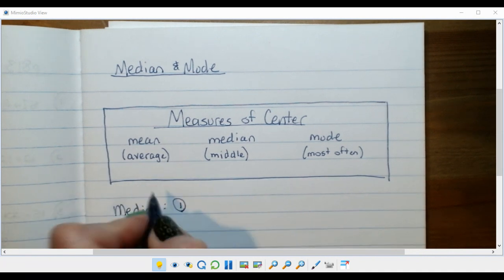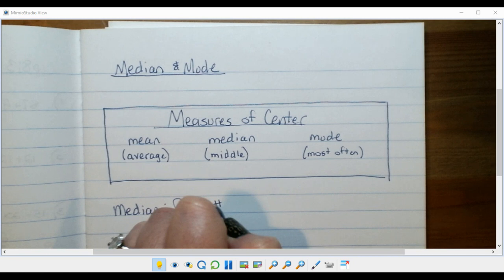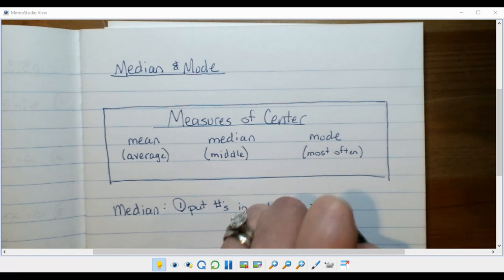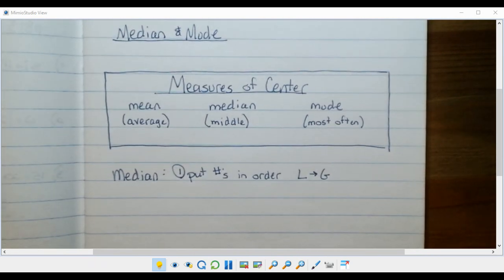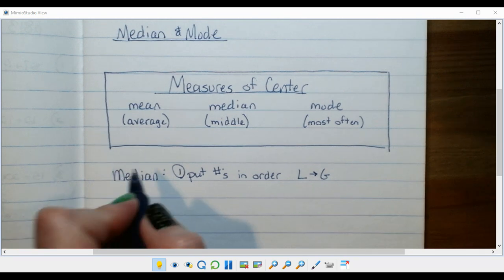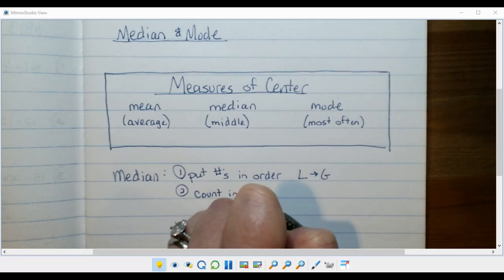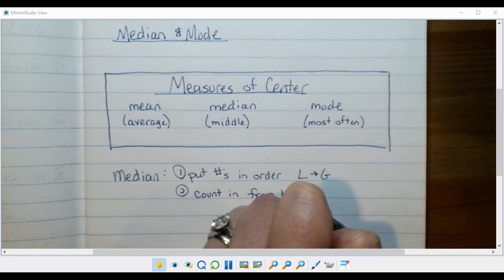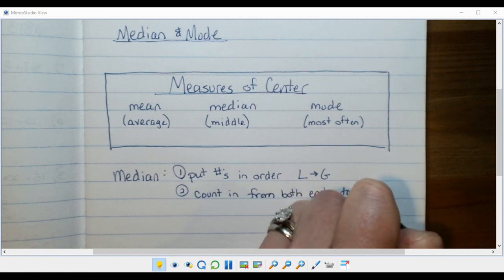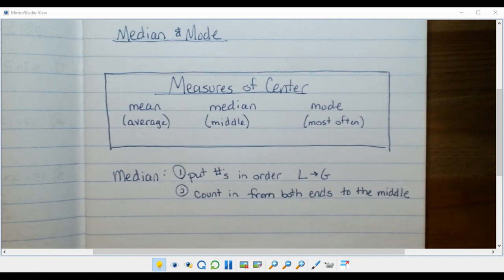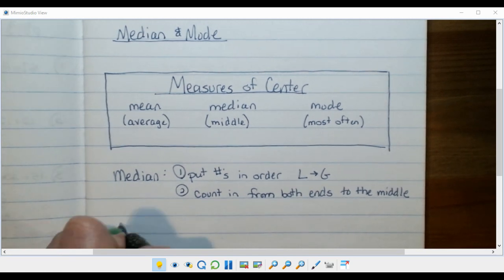Step one is to put your numbers in order. Usually we go from least to greatest. After your numbers have been arranged, you're going to want to count in from either end. Sometimes you'll land on one number. Sometimes your list will not have one number exactly in the middle, and we have to do something else. I'll show you an example in just a moment. So let's look at an example.